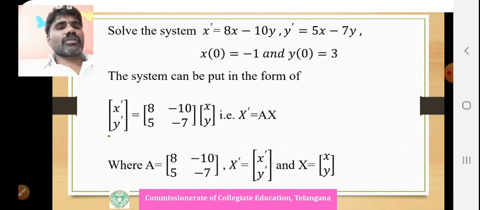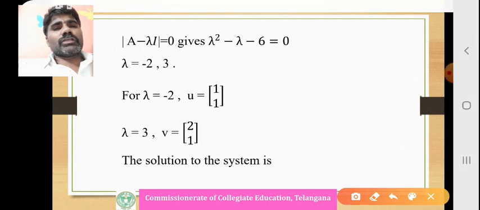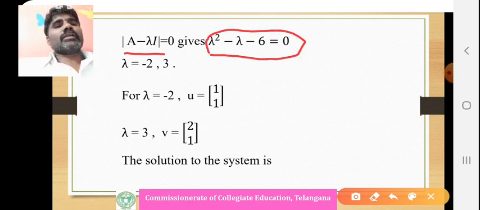To find the solution of this differential equation, we first evaluate the eigenvalues and eigenvectors of the matrix A. The eigenvalues of A are given by the characteristic equation determinant of A minus lambda I equals 0, which gives lambda square minus lambda minus 6 equals 0. Solving this quadratic equation, the roots are minus 2 and plus 3. These are the eigenvalues of the matrix A.